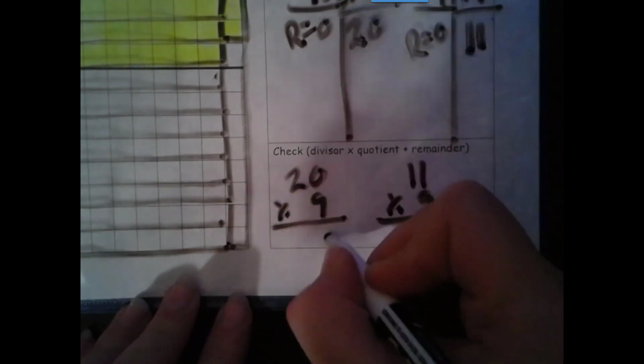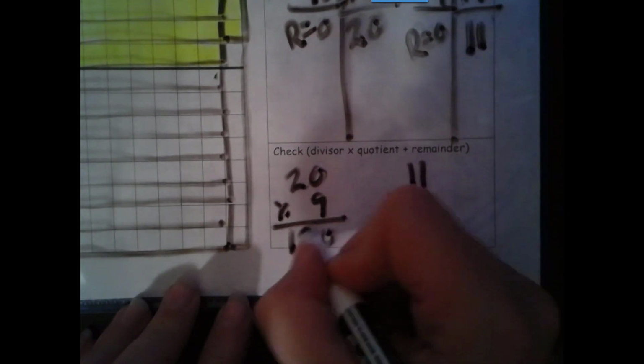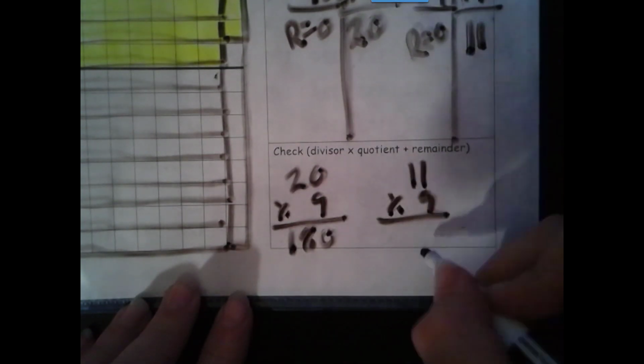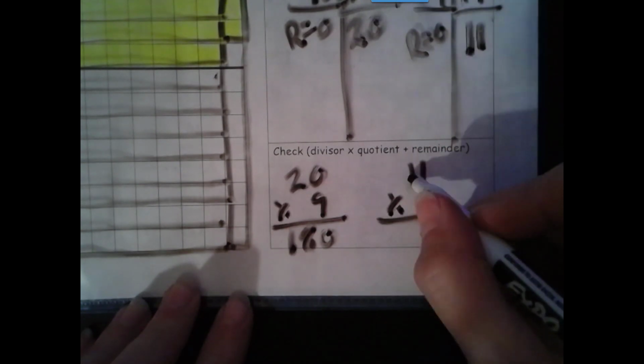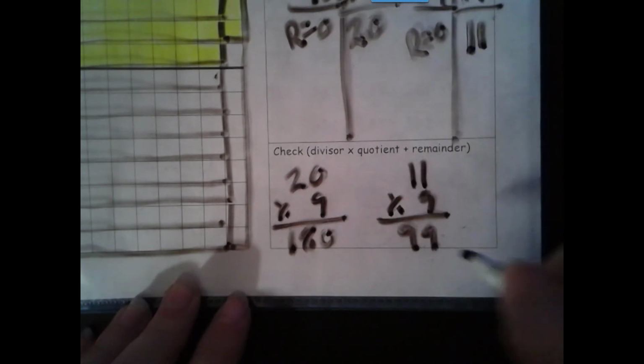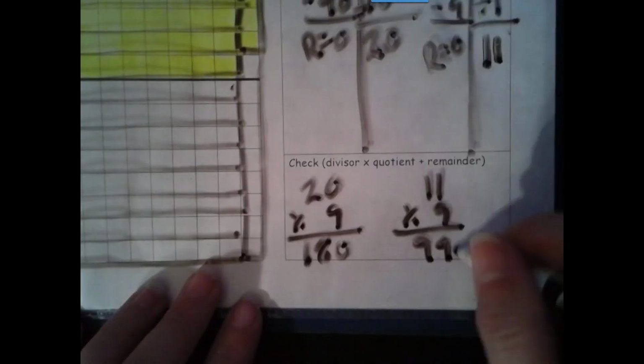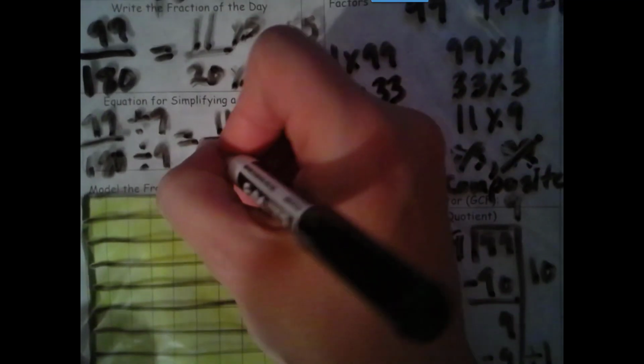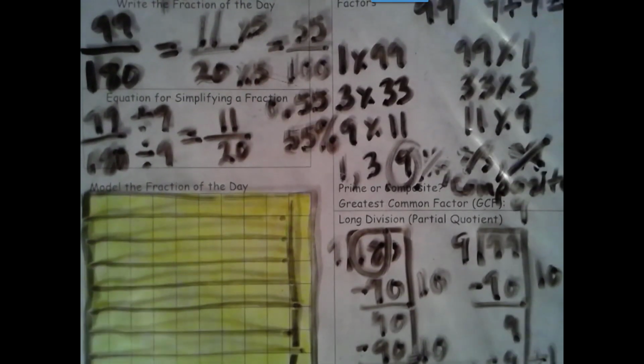9 groups of 0 is 0. 9 groups of 2 tens is 18 tens. 9 groups of 1 is 9. 9 groups of 10 is 9 tens. So 99, that checks our dividend up here. 180, that checks our dividend up here. So that means our numerator is definitely 11, and our denominator is definitely 20.